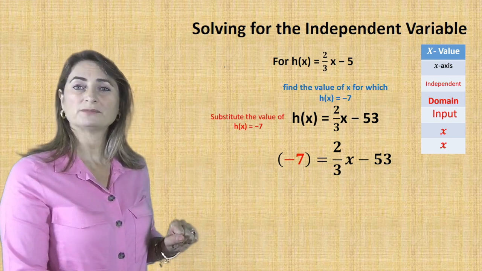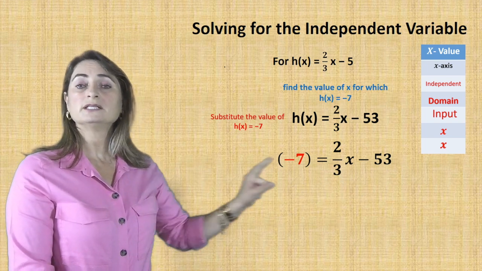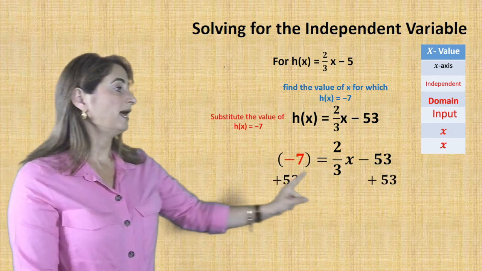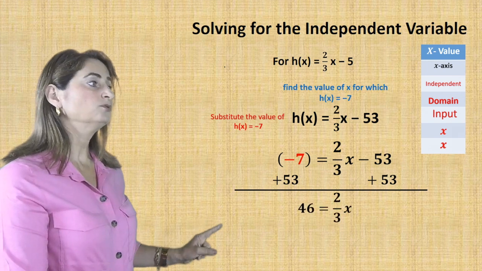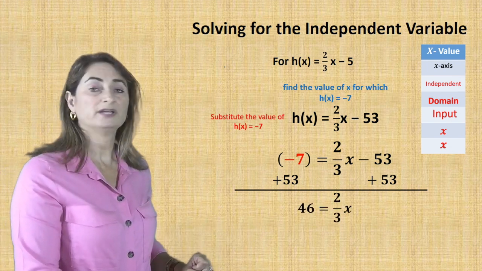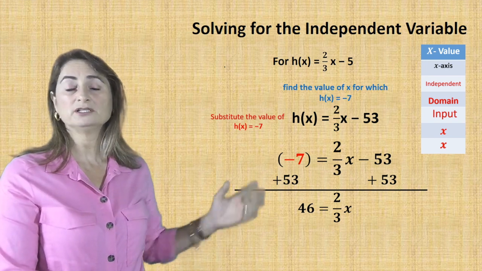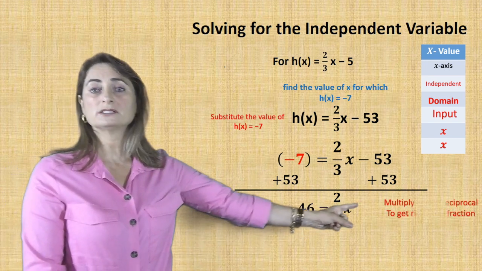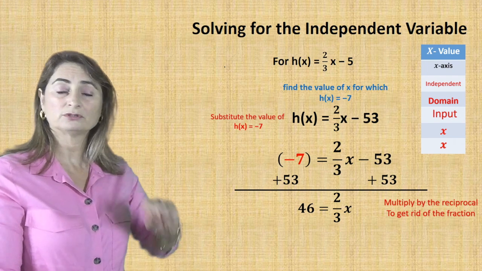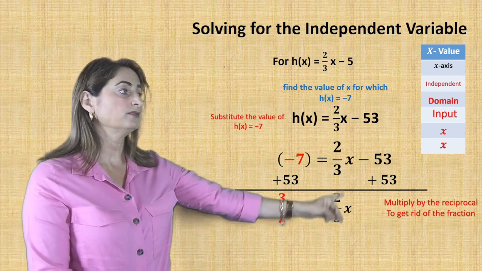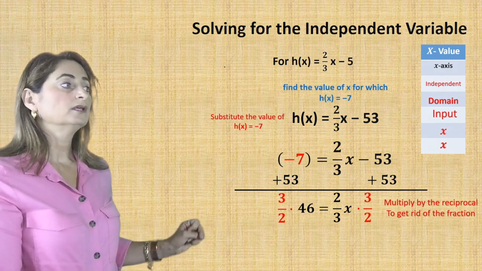The addition property of equality states if you add on both sides, you keep the equation balanced. So add 53 to both sides, you end up with 46 equals 2/3 x. Now, how do I get rid of the coefficient, which is a fraction in this case, 2/3? You multiply both sides by the reciprocal, and the reciprocal means flip the fraction. So multiply both sides by 3/2.